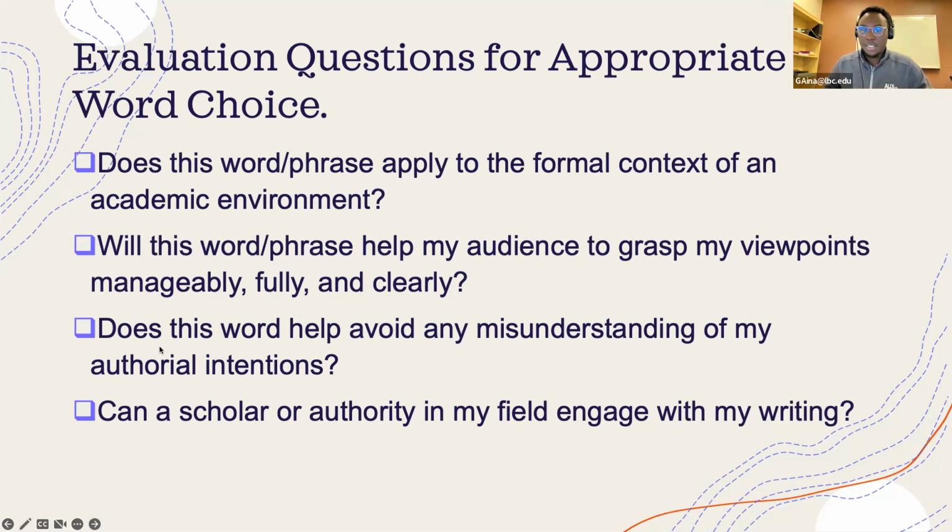The third one is this: does this word help avoid any misunderstanding of my authorial intentions? So basically, if your audience read your statements, would they directly understand your intentions? The last one is this: can a scholar or authority in my field engage with my writing?